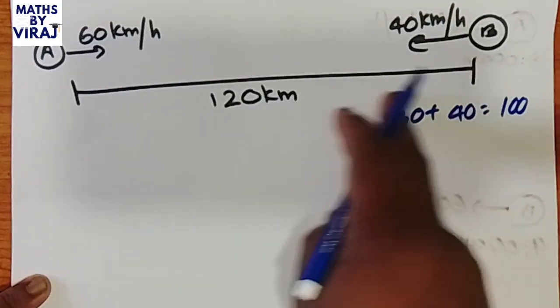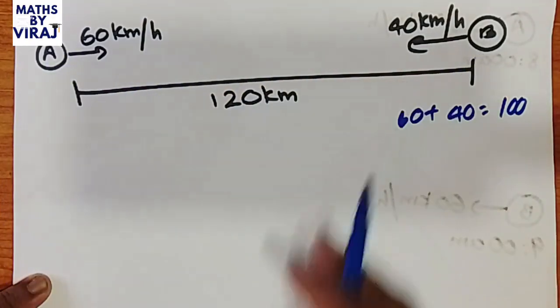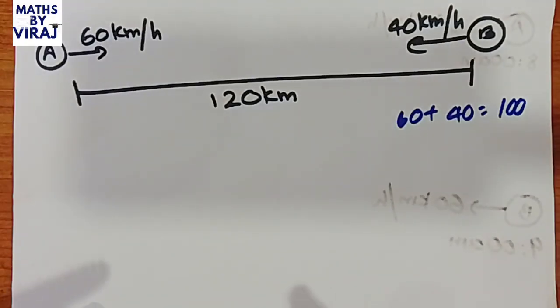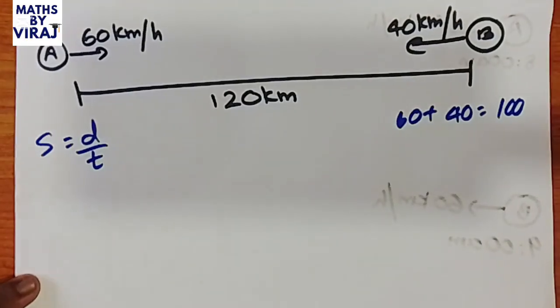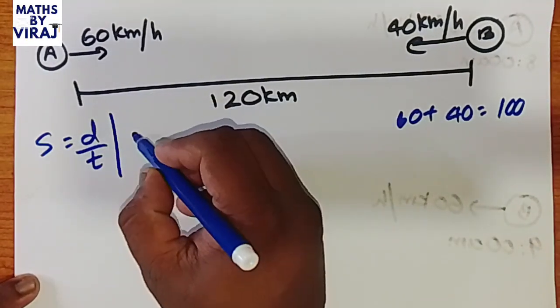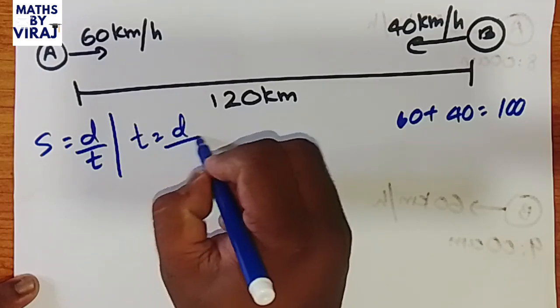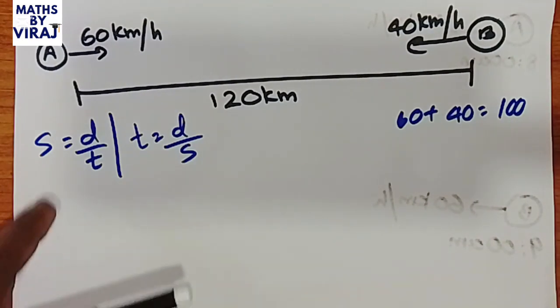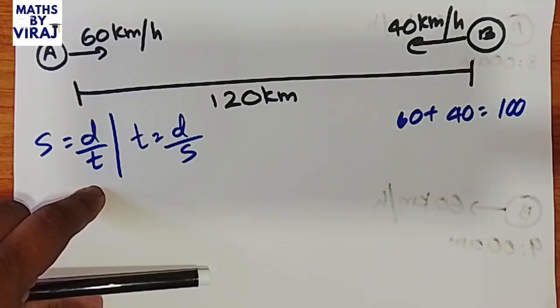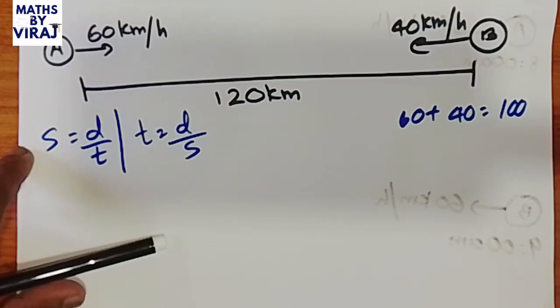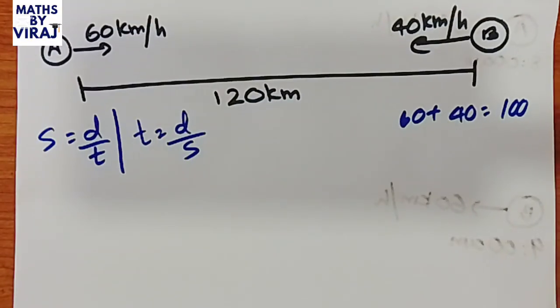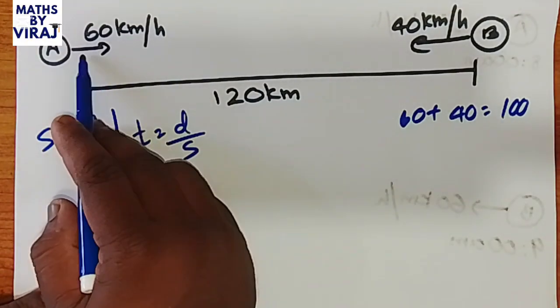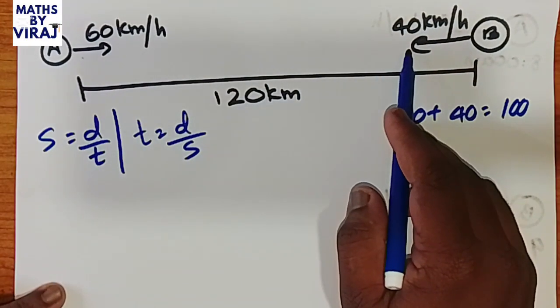So now, during the period of moving through 120 kilometers, they should meet at some distance. Also, we should know that speed is equal to distance divided by time. Likewise, time is equal to distance divided by speed. Speed is distance divided by time, and by rearranging, time is distance divided by speed. Having that said, now this moves at 60, this moves at 40 kilometers per hour.